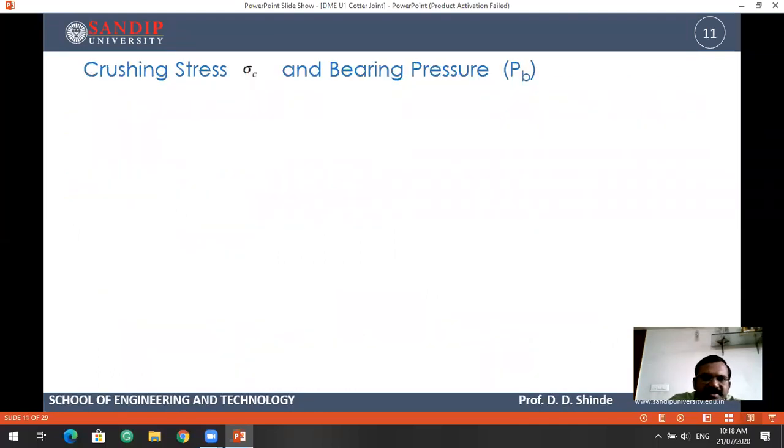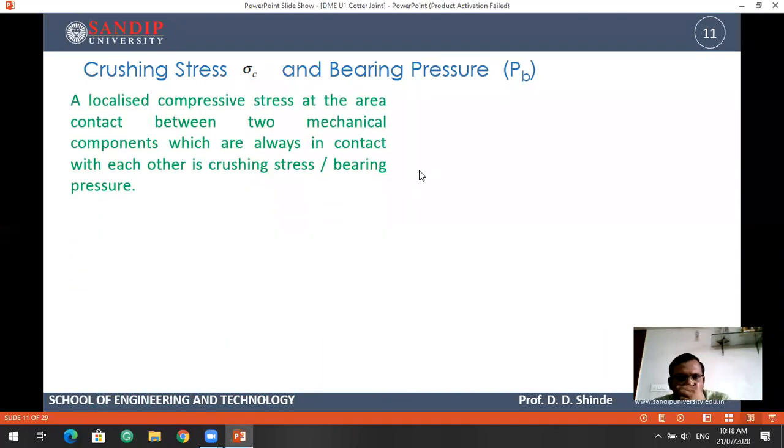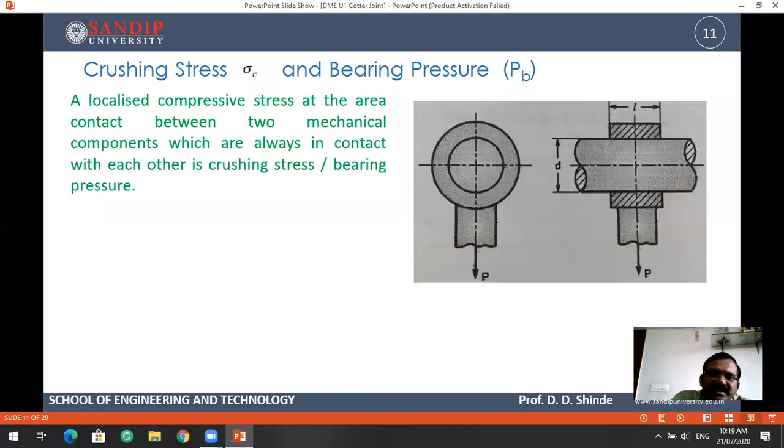Then the last stress which we are going to see today is crushing stress, sigma c, and it may be called the bearing pressure, Pb. Now, what do we mean by crushing stress or bearing pressure? A localized compressive stress at the area of contact between two mechanical components which are always in contact with each other is crushing stress or bearing pressure.